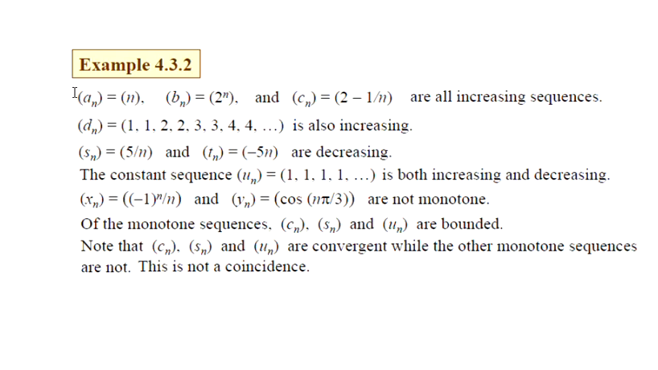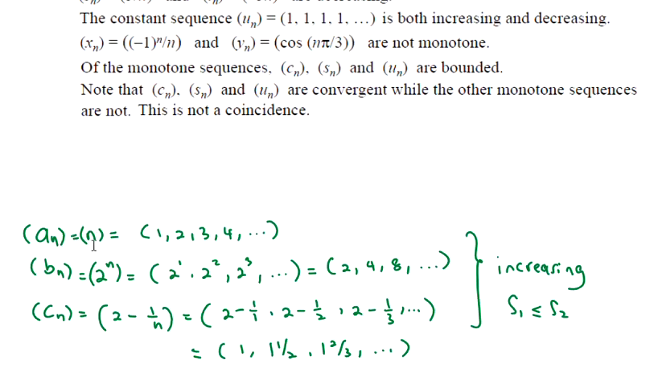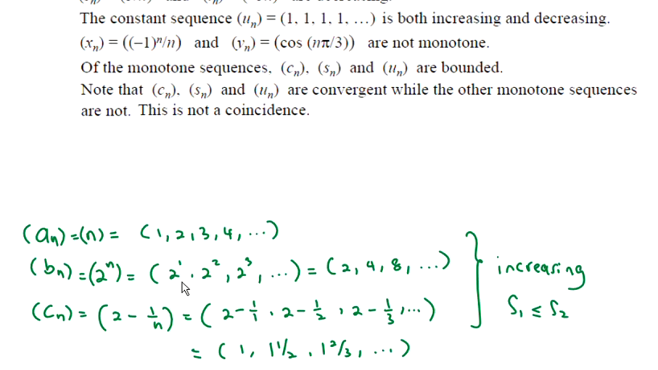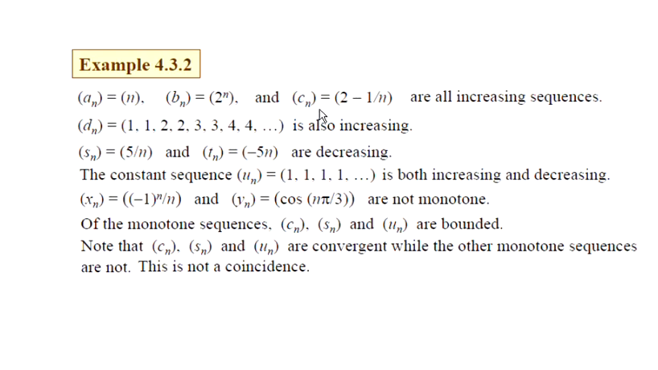Let's say given A sub n. The sequence A sub n is given by A sub n equals n. If we expand, starting from the natural numbers, we get 1, 2, 3, 4, 5, 6 and so on. Next, B sub n is given by 2 power n. If we expand, we get 2 power 1, 2 power 2, 2 power 3, so equals 2, 4, 8. And then example number 3, C sub n equals 2 minus 1 over n.